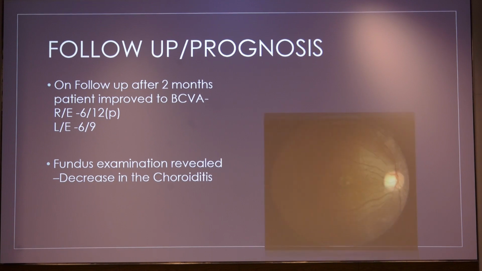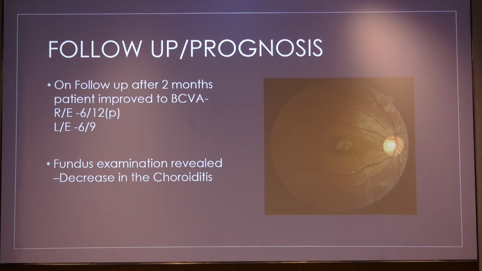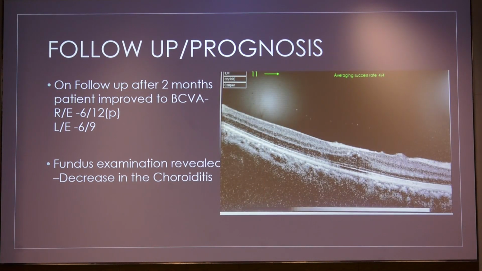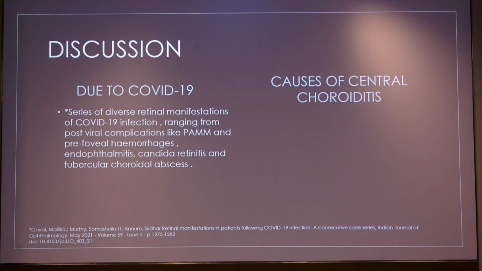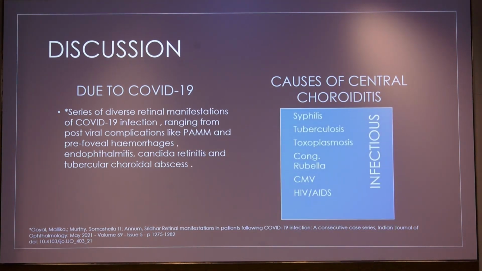On follow-up on an OPD basis, after 2 months the patient improved to 6/12 partial in the right eye and 6/9 in the left eye. We also saw a decrease in choroiditis on the OCT. I just want to say that there may be some retinal manifestations of COVID-19, like endophthalmitis, Candida retinitis, tubercular choroidal abscess, and there are also many causes of central choroiditis, like syphilis, tuberculosis, toxoplasmosis.